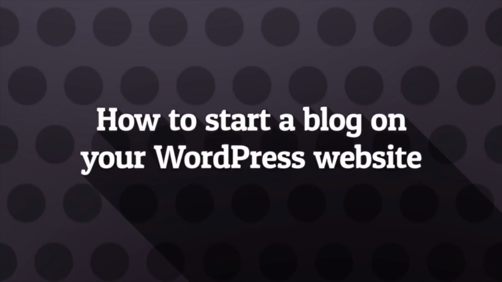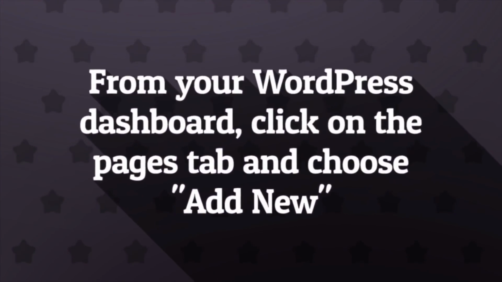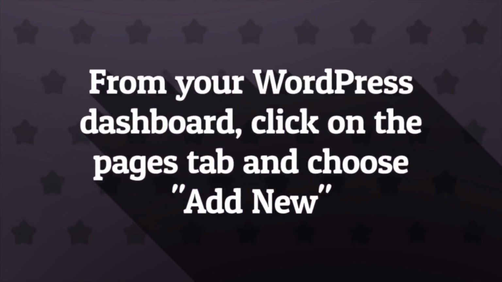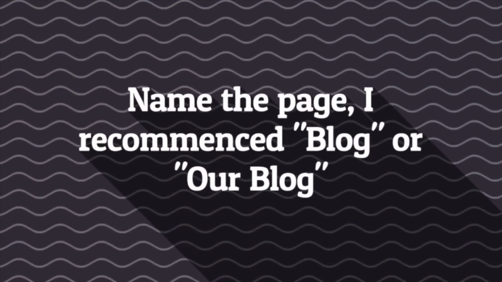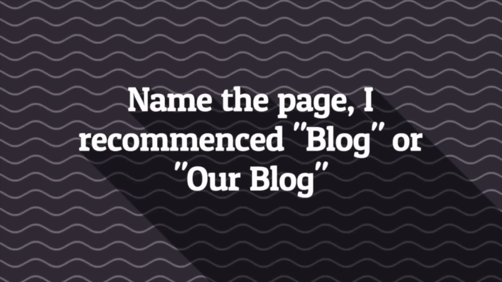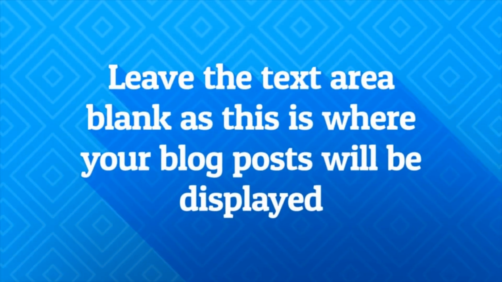How to start a blog on a WordPress website. Firstly, from your WordPress dashboard, click the Pages tab and choose Add New. Then, just name the page. I recommend blog or our blog, but you can name it whatever you want. Leave the text area blank as this is where your blog posts will be displayed.